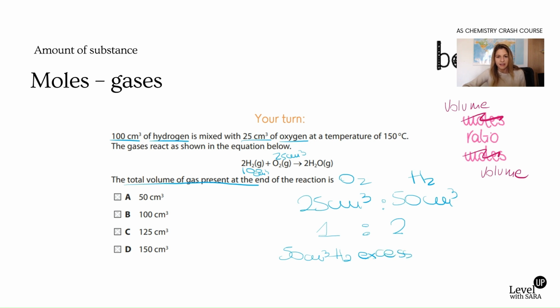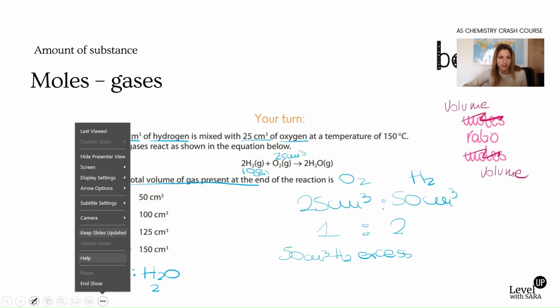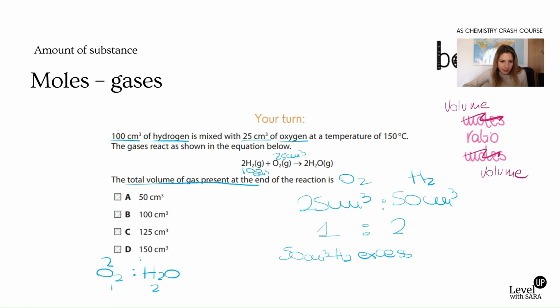And then to find the amount that has reacted, so the amount of product, we use the ratio. Look at the ratio between oxygen, I'm going to write it here, oxygen and water, because that's the gas that we want to find, is 1 to 2. If we have oxygen that is 25 cm³, guess what water would be? 50, because of the ratio 1 to 2. So it will be exactly 50 gas.